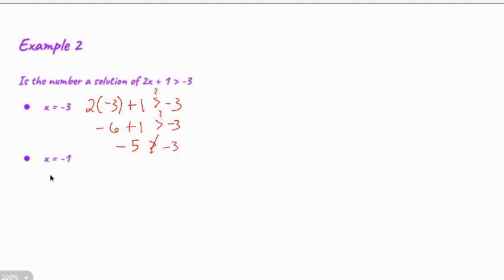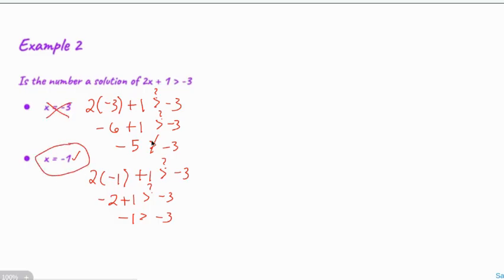And then we do the negative 1. 2 times negative 1 plus 1, is that greater than negative 3? So we get negative 2 plus 1. Is that greater than negative 3? We get negative 1 is indeed greater than negative 3, so this is good. This was no good, and this was good.